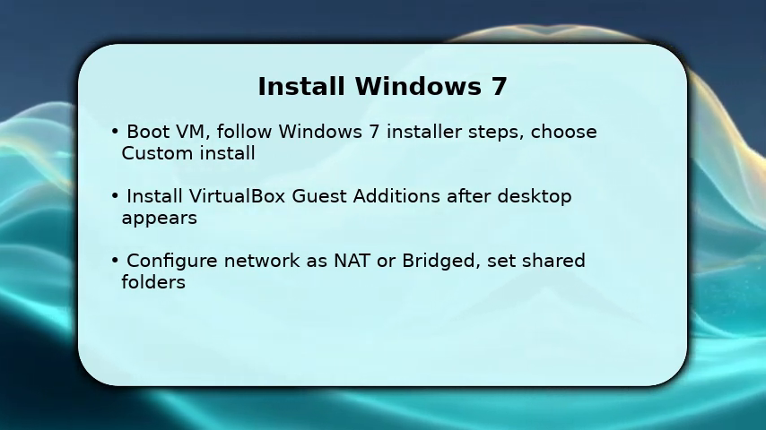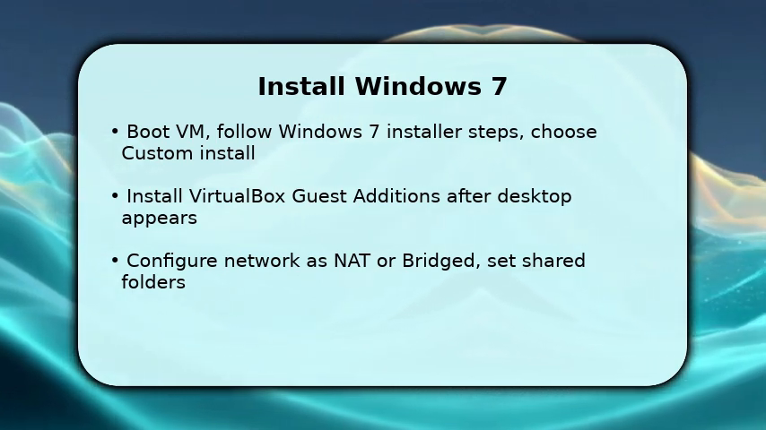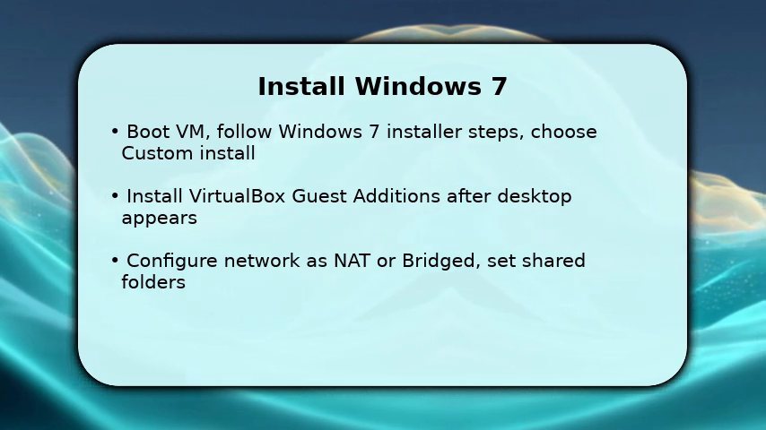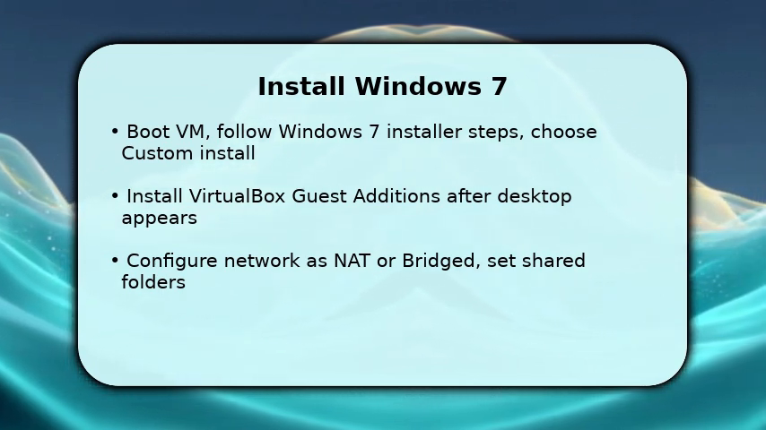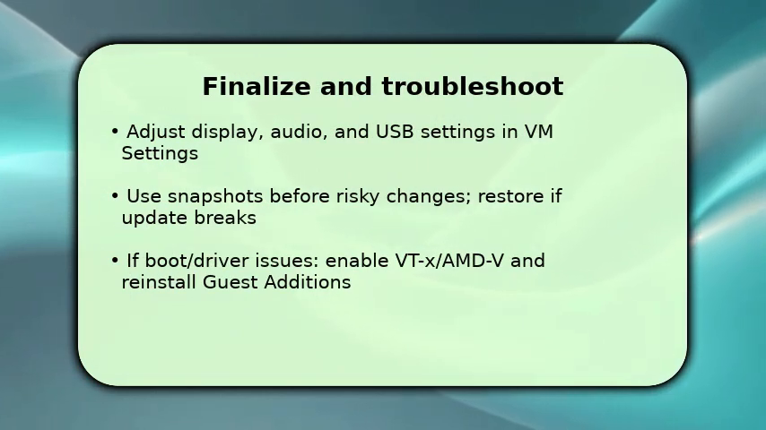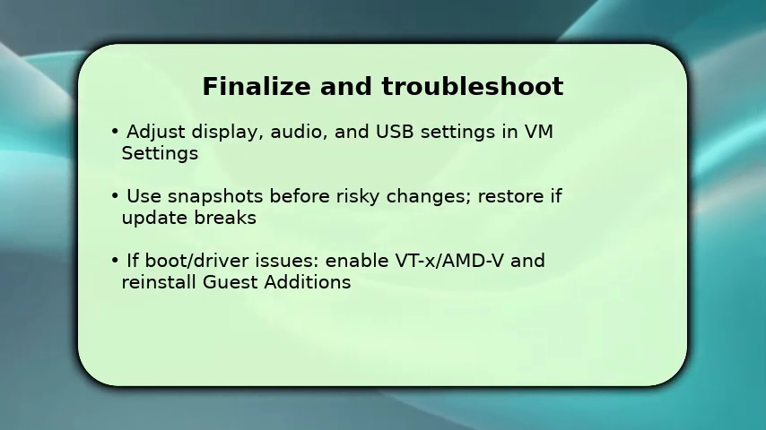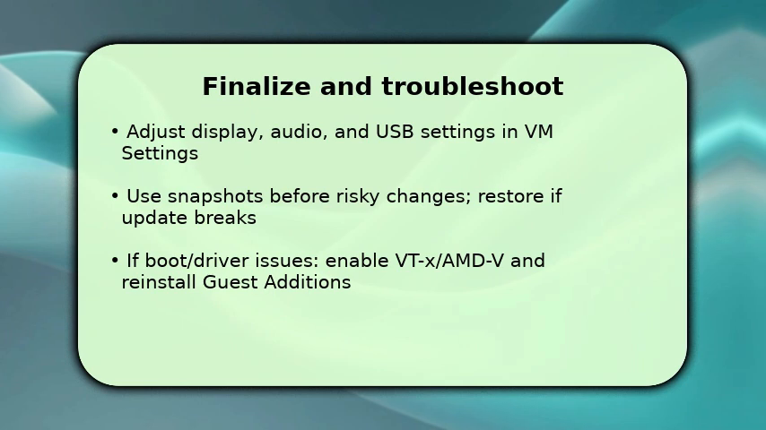Then configure networking. Use NAT for simplicity or bridged for LAN visibility. You finish by tuning settings. Increase video memory, enable 3D acceleration if needed, and add USB filters for device pass-through. Make a snapshot now so you can revert before applying Windows updates or installing complex software.